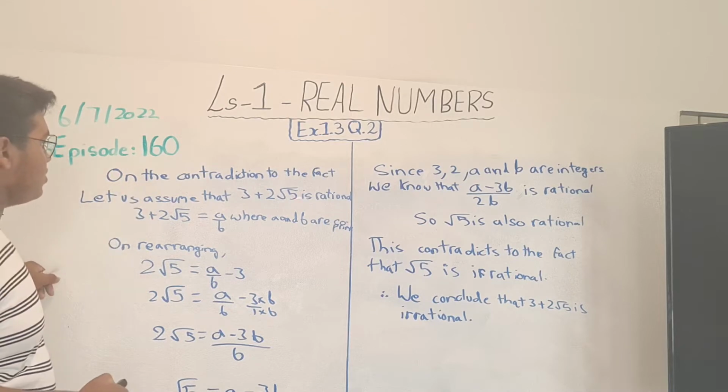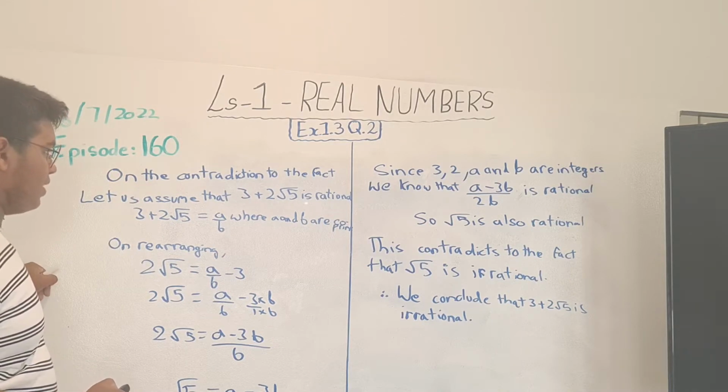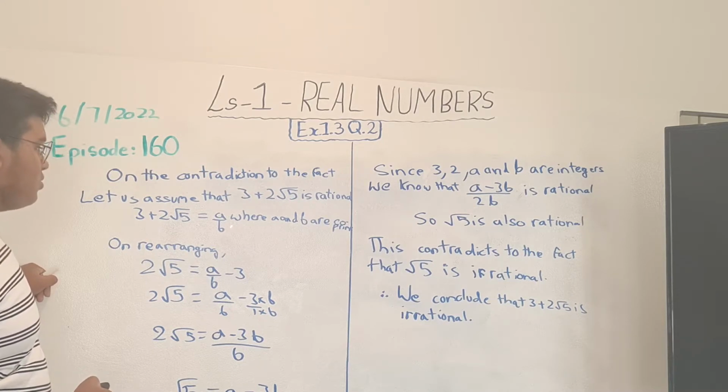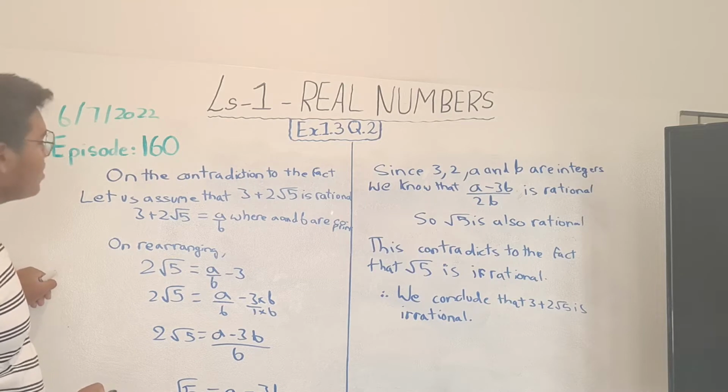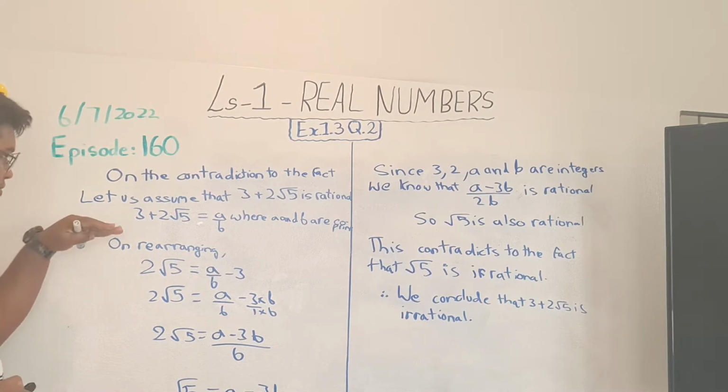By contradiction to the fact, let us assume that 3 plus 2 root 5 is rational. So 3 plus 2 root 5 is equal to a by b, where a and b are co-primes. On rearranging, okay, so let's stop over here.